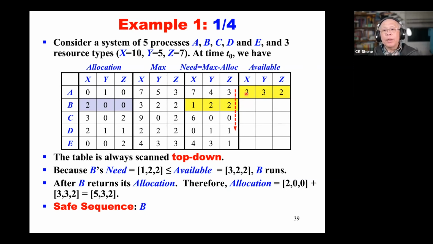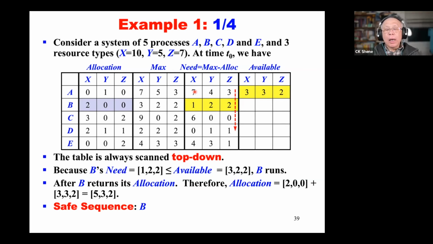for convenience, when we try to find a safety sequence, we always scan from top down. Every time we scan from top down, so that we all find the same safety sequence. So according to the safe sequence, we compare need against available.